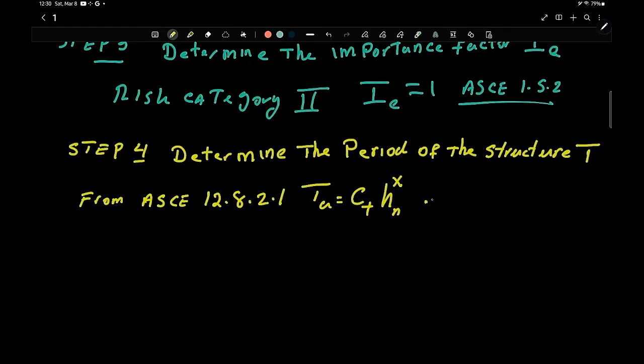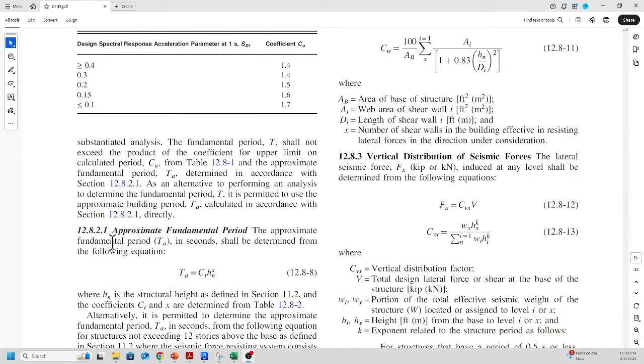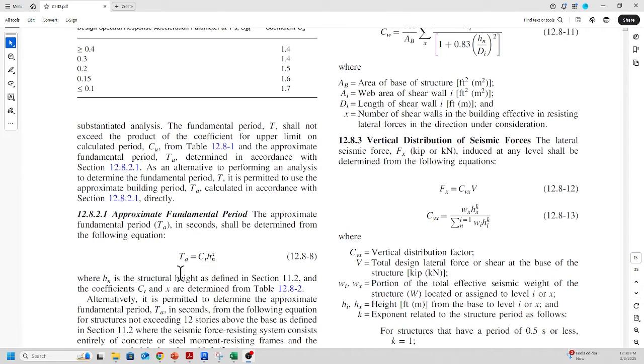Step number 4 is calculating the period of the structure T. And if we go to ASCE 12.8.2.1, this is the equation we want to use. Let me get that on here. This is our step number 4, approximate fundamental period. It's a good reading, you should read this. Ta is equal to Ct times hn to the x. And Ct is given from table 12.8-2, and x is given from the same table, and hn is the height of our building.